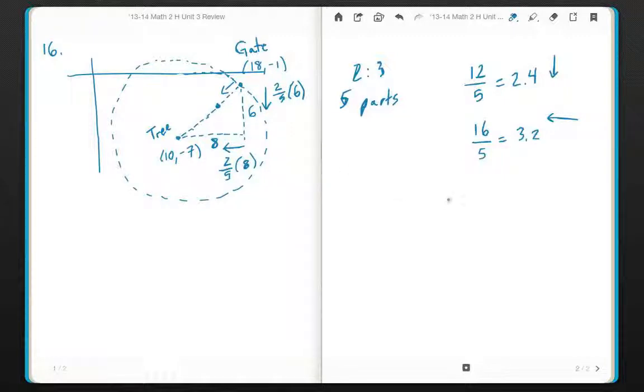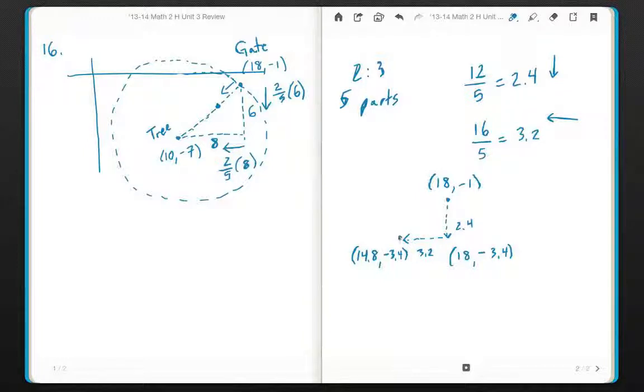So I'm just going to draw a little sketch of this point right here. So let's say this is the gate at 18, -1. If I go down 2.4, that puts me at a coordinate of 18. Again, if I'm just going straight down, same x value, but my y would drop 2.4 to -3.4. Okay, and then I need to go left by a value of 3.2, and so that's actually going to be taken away from the x value. If we start at 18 and we go to the left 3.2, that's just taking that away, and we end up with an x value of 14.8, and our y is still -3.4.